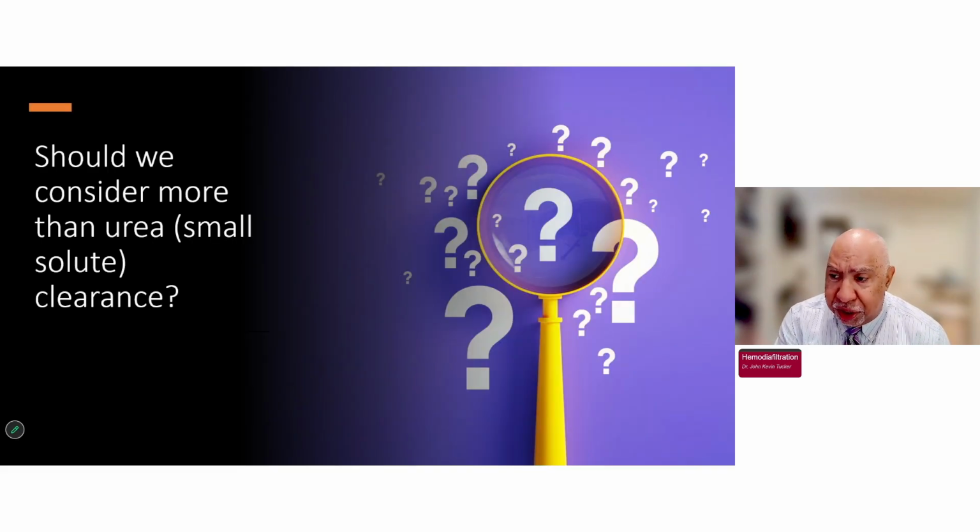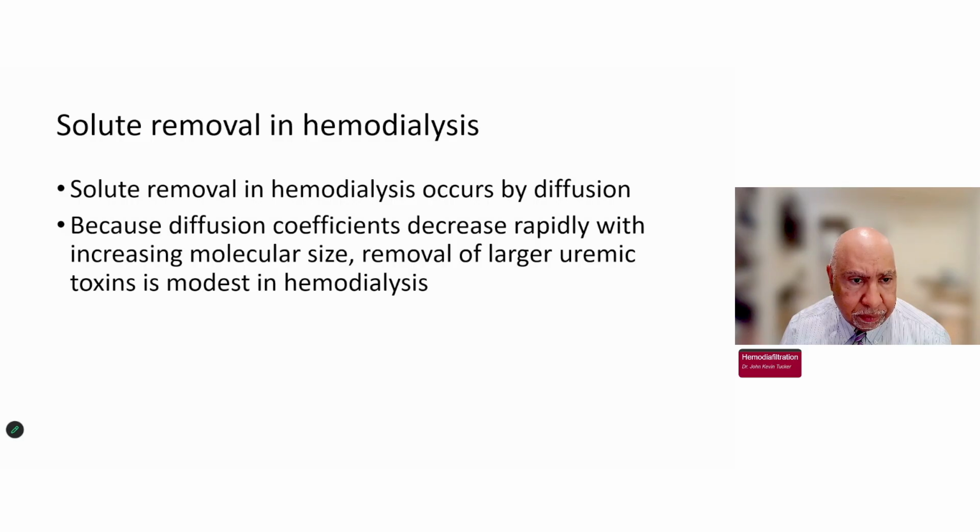One of the other considerations is whether or not there's more to survival than small solute clearance. So should we consider more than urea in terms of thinking about the adequacy of dialysis? Solute removal in hemodialysis occurs mostly by diffusion, because diffusion coefficients decrease rapidly with increasing molecular size. The removal of larger uremic toxins is modest in conventional hemodialysis.